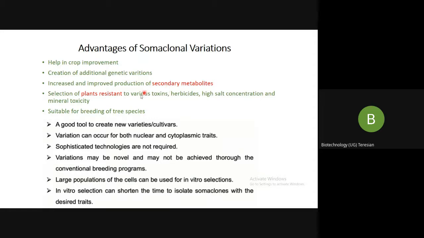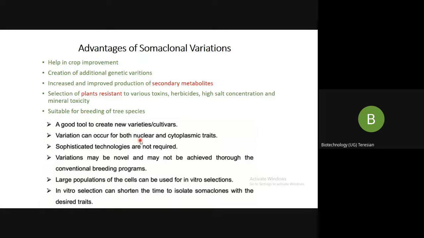Selection of plants resistant to various toxins, herbicides, high salt concentration and mineral toxicity, suitable for breeding of tree species. And it is a very good tool to create varieties, new cultivars. When I showed you the first slides, such beautiful flowers, beautiful leaves, the different colors of leaves, the different shapes of the leaves. Isn't it attractive? You can keep it as an ornamental plant, right?